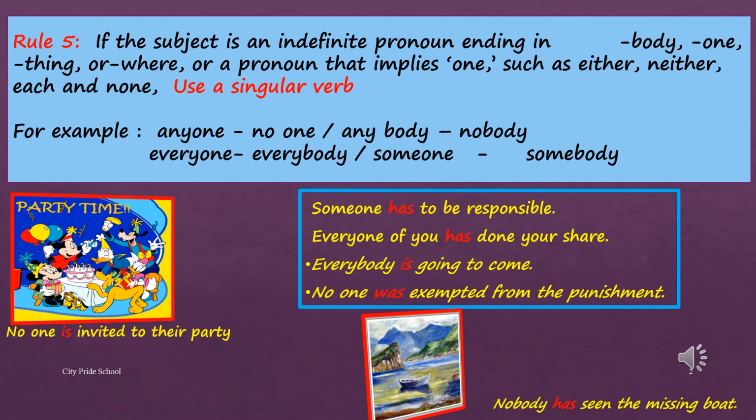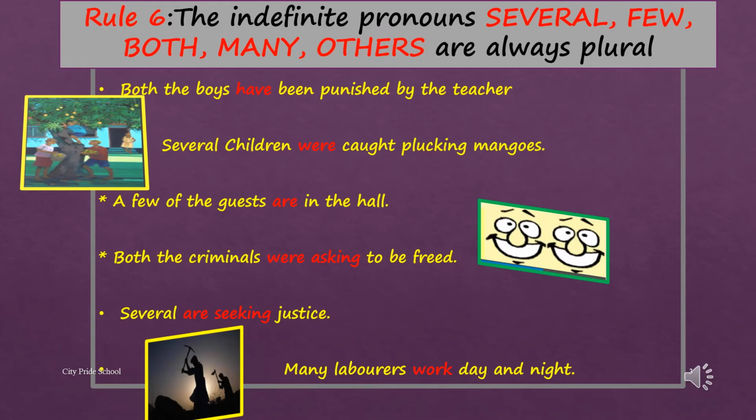Every one of you has done your share. Everybody is going to come. Everybody are going to come, I cannot use that. So because indefinite pronouns, we will be using a singular verb. No one was exempted from the punishment. Nobody has seen the missing boat. We will not say have seen. It is has seen. Now, if the indefinite pronouns end with one, body, and thing, we will be using a singular verb.